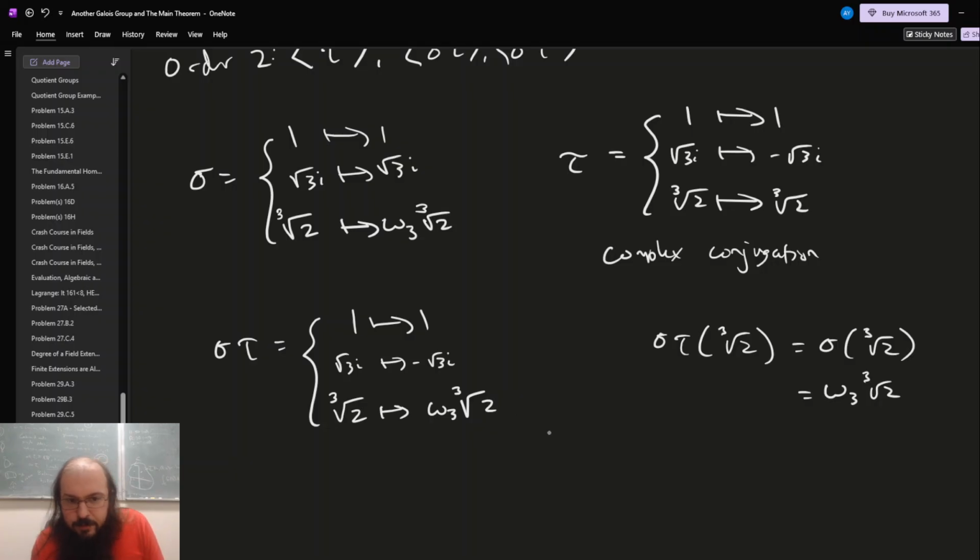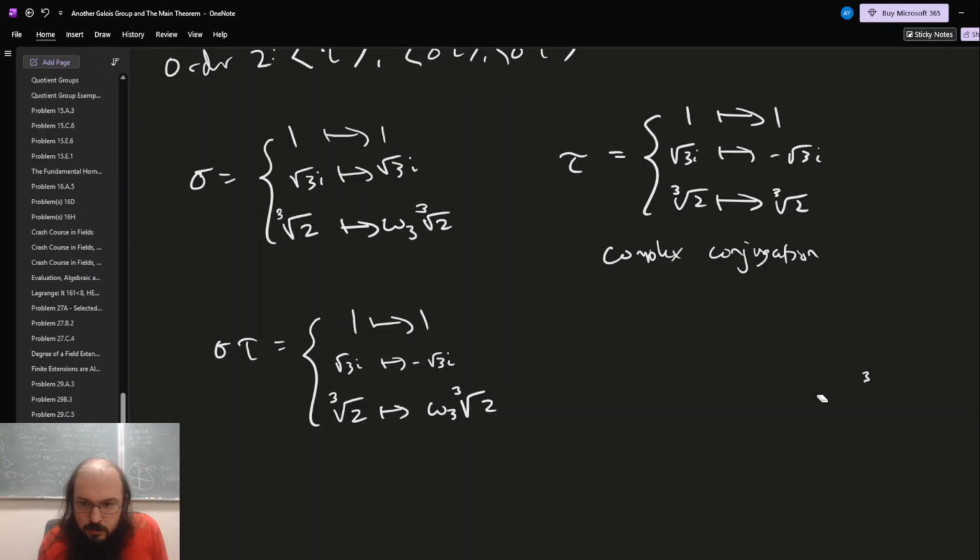So by itself, sigma and tau are kind of doing the things that you expect them to do, right? Each of them affected one of these things. So now they're both affected. Well, the question then becomes, what happens if I do this process twice? So let's try it. Let's try sigma tau squared.